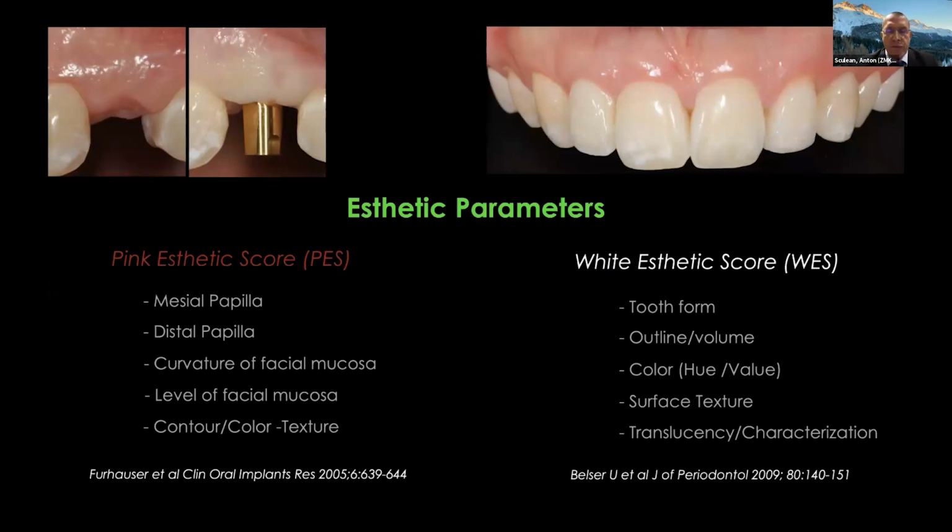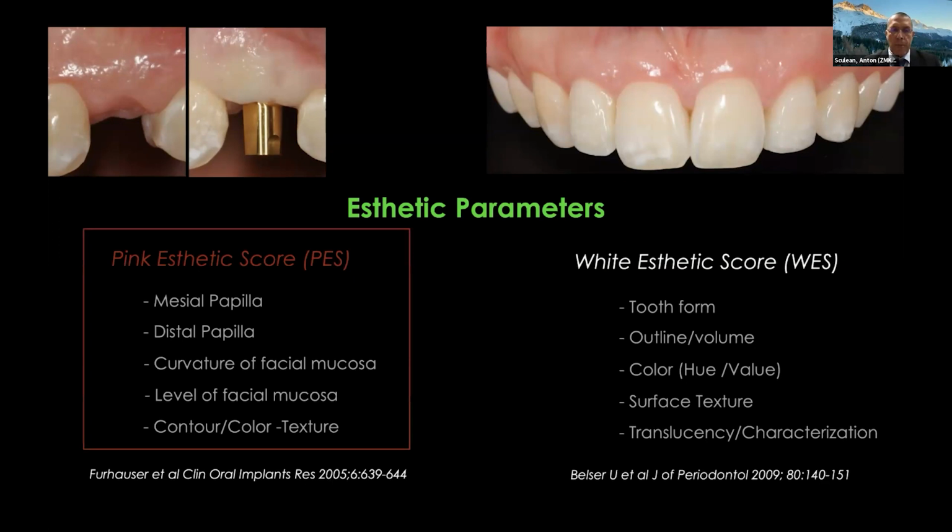And for both, we have very well designed parameters: the white aesthetic score, the Belser index, and for the pink aesthetic score, we have the Furhauser index. And of course, both of them have to match, because if we have, for example, a wonderful crown, but we have a lack of soft tissue, the aesthetic outcome is not going to be perfect, and vice versa. So in fact, we have to have both components.